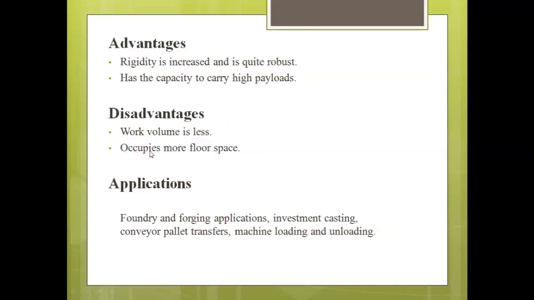Second one is it occupies more floor space. Coming to the applications, cylindrical configuration robots are mainly used in foundry and forging applications, investment casting applications, conveyor pallet transfers, machine loading and unloading.